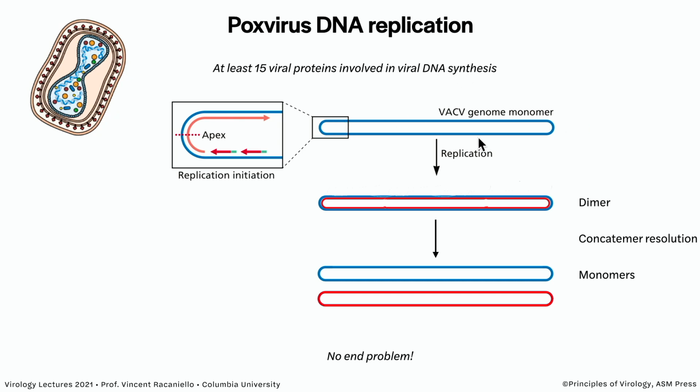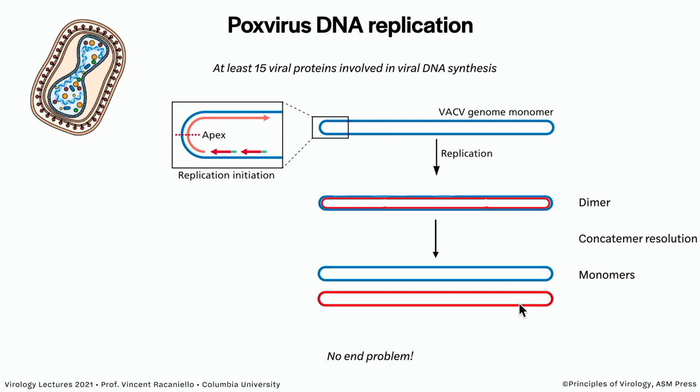We start with the genome. Remember, the genome is a base paired circle. You can look at it. It's one strand, but it's base paired. The ends are joined. And the DNA replication begins at one end by the synthesis of RNA primers and then continuous DNA replication. You end up making a dimer, which then has to resolve into 2 monomers.